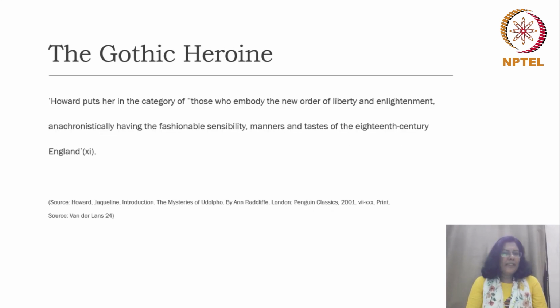The Gothic heroine is somebody who is in a category which embodies the new order of liberty and enlightenment, and that happens in the case of The Mysteries of Udolpho's heroine, Emily St. Aubert, because she has, anachronistically, the fashionable sensibility, manners, and taste of 18th century England. So you can see how she doesn't seem to belong to her age, but seems to belong to a different age, which we discussed in the previous lectures. The point is to create an ambience rather than to reproduce the actual time and age.